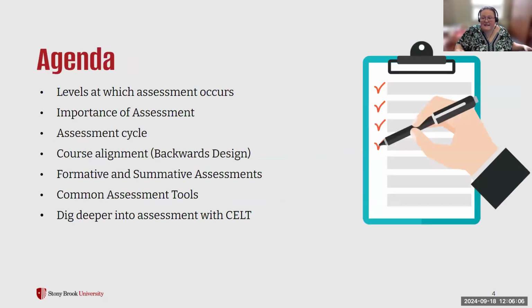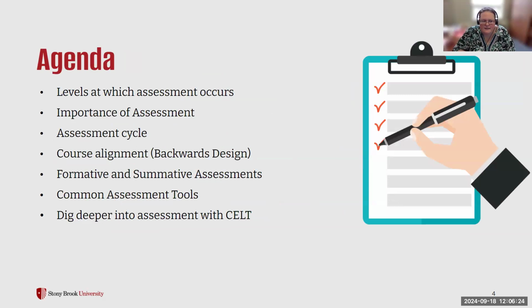It is an assessment fundamentals course, so this is a basic foundation or starting point. I am available to Stony Brook faculty and staff to hold individual consultations and discuss how to incorporate some of these strategies into their courses.